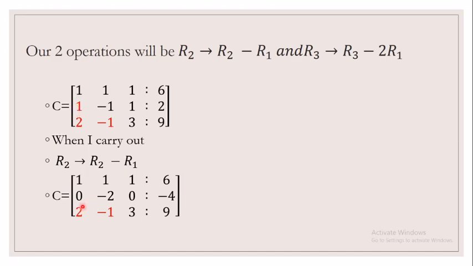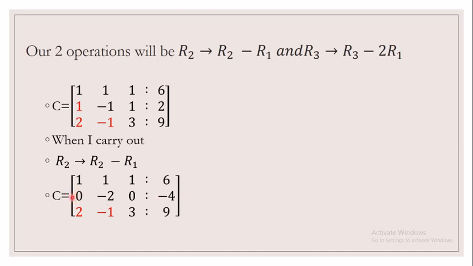1 minus 1 is 0. Minus 1 minus 1 is minus 2. 1 minus 1 is 0. Then 2 minus 4, I'm really sorry, 2 minus 4 is minus 2, and minus 2 minus 6 is minus 4. Yeah, so that is how I transformed the second row.